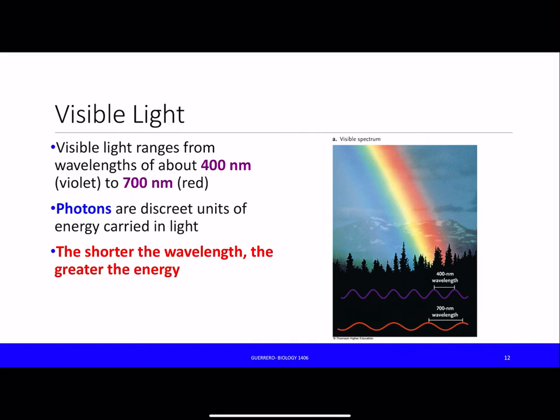Visible light, when I say visible, meaning light you can see, because we have lots of electromagnetic waves that we can't see, occurs from the 400 nanometer range, which is that purple violet kind of color, up to the 700 nanometer range, which is a red color. Photons are the units of energy carried by light. So that's where photosynthesis comes from. Like I said before, the shorter the wavelength, the greater the energy. So 400 nanometers, that purple area of light, carries way more energy than the red area of light.